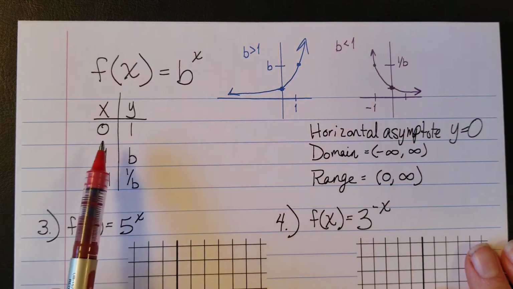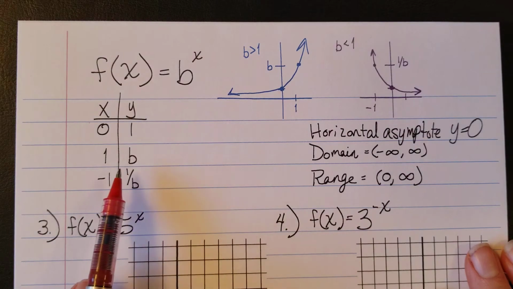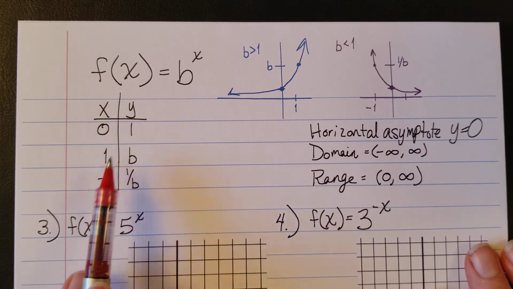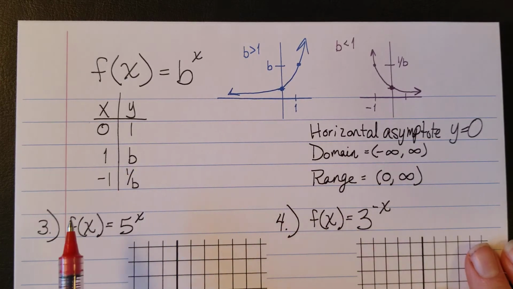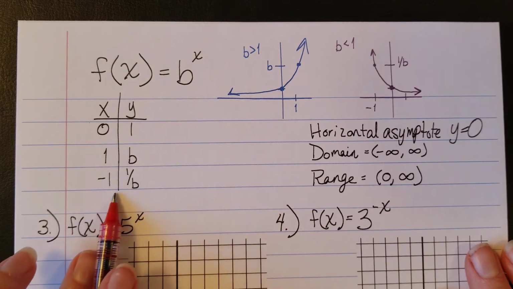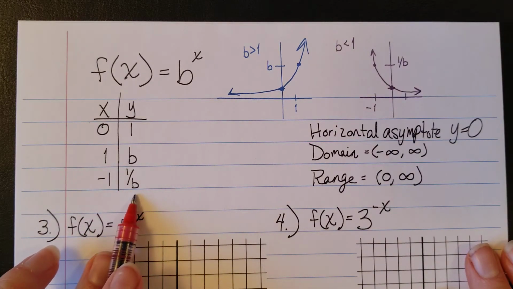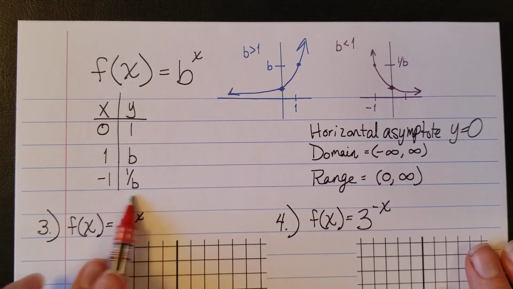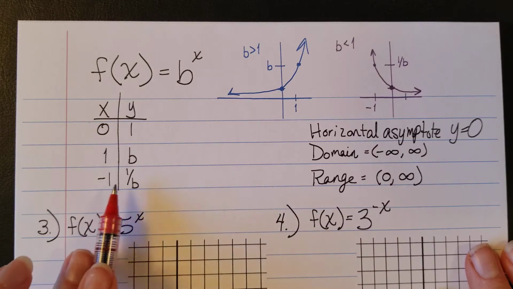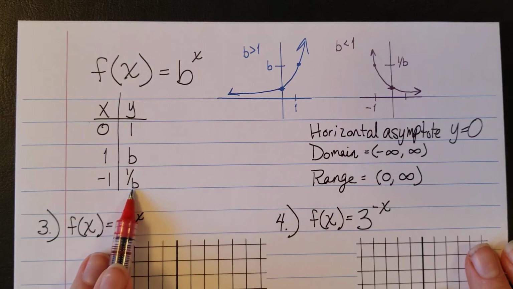So, okay, anything to the power of 0 is 1, and then b to the power of 1 is b. So b can be any positive number here, okay? And then b to the power of negative 1 would equal 1 over b. And normally if I'm drawing a graph by hand, I don't bother with this one. This is more for if your base is a fraction or something and you want to have negative 1 and then the reciprocal of the fraction.